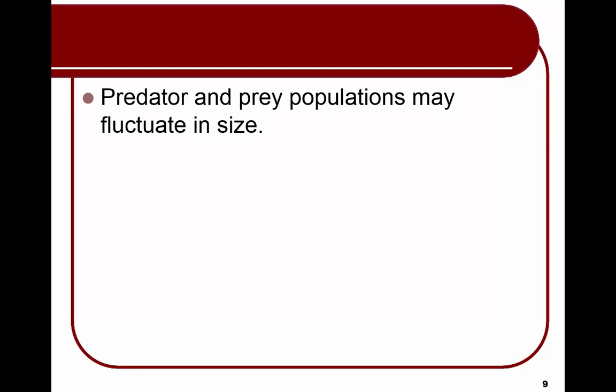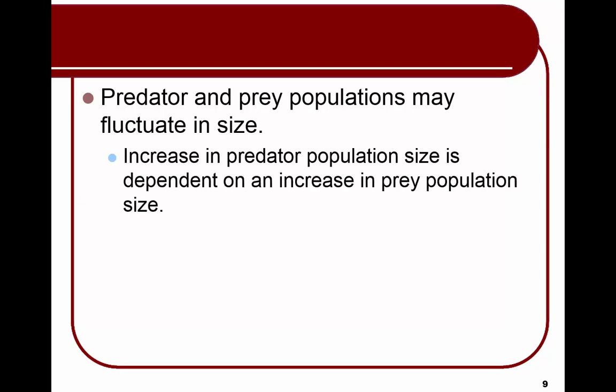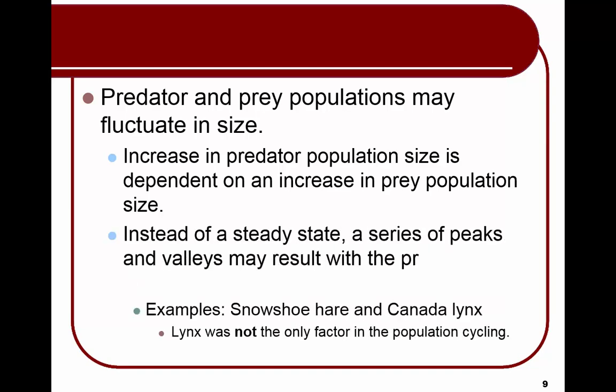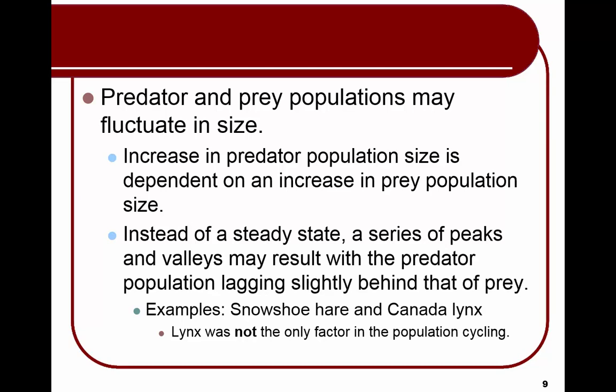Predator and prey populations fluctuate in size. They don't always stay the same. If the predator population increases, the prey population decreases. So they're dependent. The predator population is dependent on an increase in the prey population. There's going to be peaks and valleys. It's not going to be just a steady incline. The examples, the snowshoe hare and the Canadian lynx.